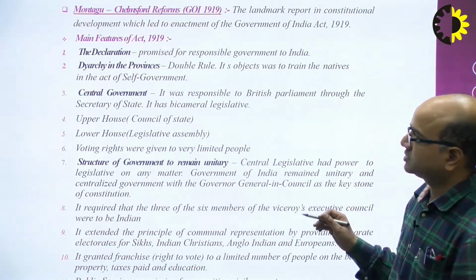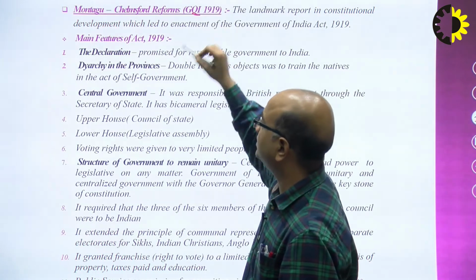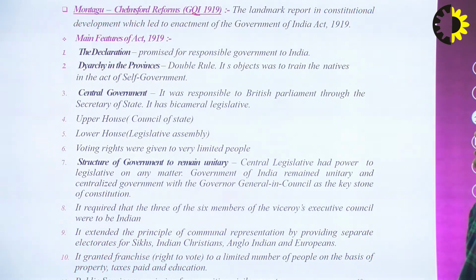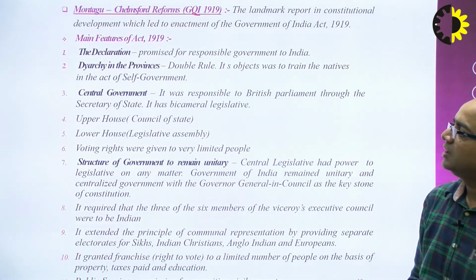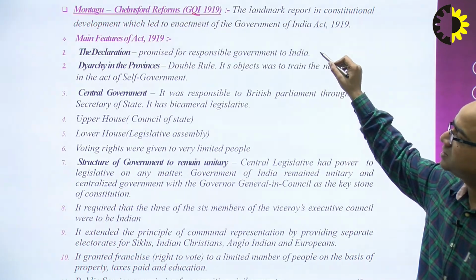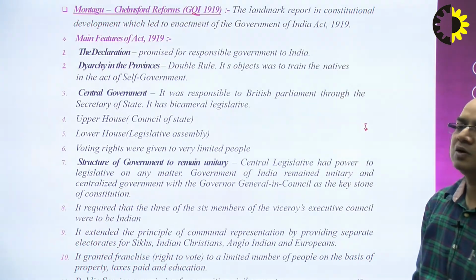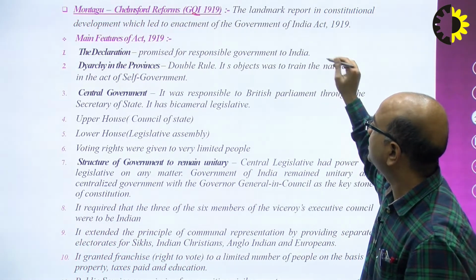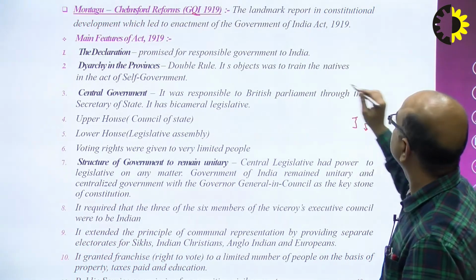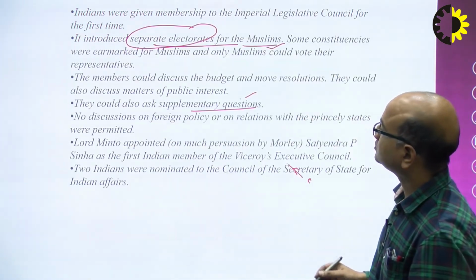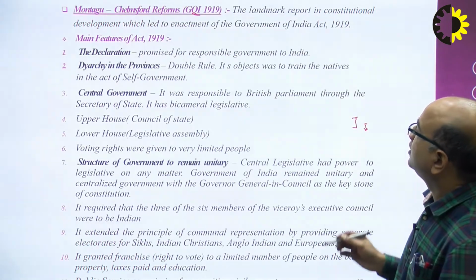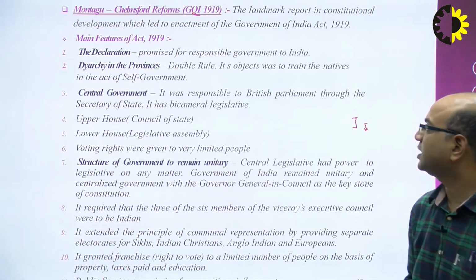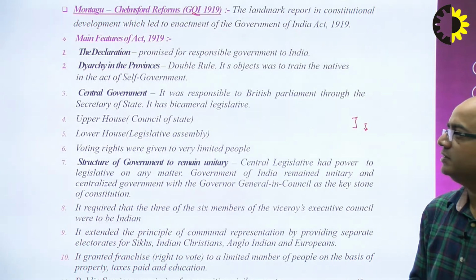Now, next act, that is the Government of India Act 1919. So, the landmark report in constitutional development which led to the enactment of the Government of India Act 1919. Here, the main features are that first is the declaration which promised a responsible government to India, a government which would be responsible towards Indians. Then next is the diarchy in the provinces. So there would be double rule, and its object was to train the natives in the art of self-government.